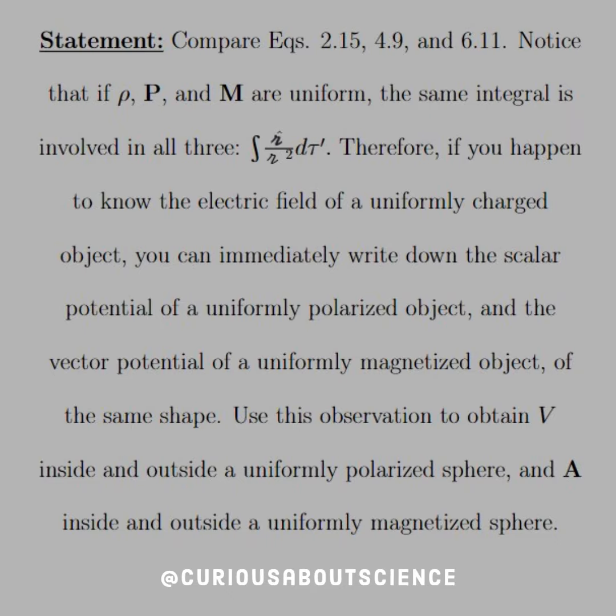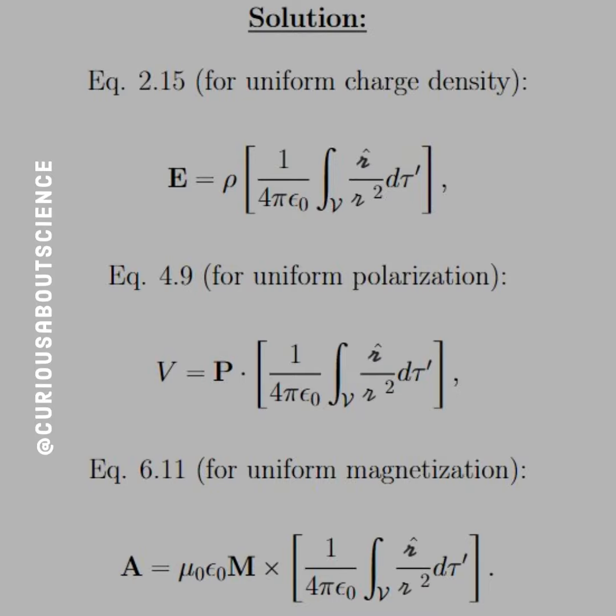So use this observation to obtain V inside and outside a uniformly polarized sphere and the vector potential inside and outside a uniformly magnetized sphere. Okay? That's really handy because this same integral keeps popping up, as you might have expected.